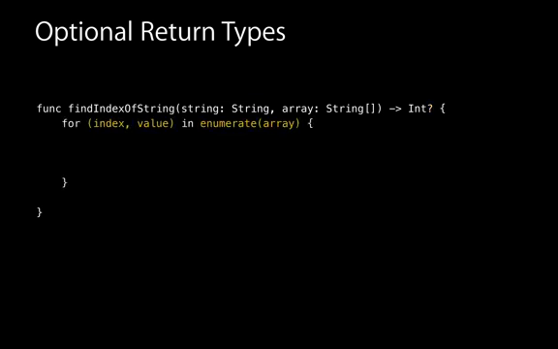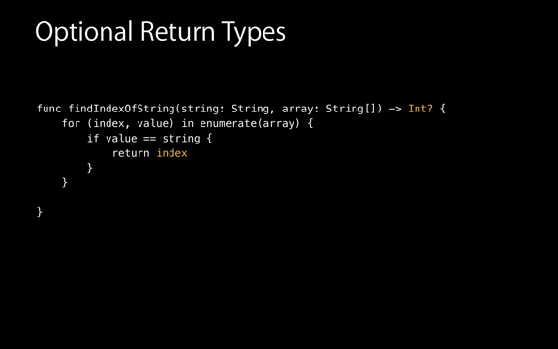The first thing we need to do is enumerate the array. Here we're using the enumerate method defined in the standard library, which enumerates through an array and returns, as a tuple, the index and the value of each element in the array. And we can use that in the for-in statement here and check to see if the string that we're looking for matches the value, and if so, simply return the integer. Now we're returning an integer here, but then it gets wrapped up, as we said, in the optional return type.